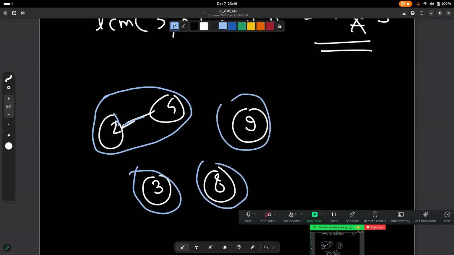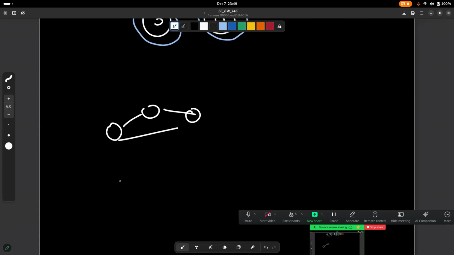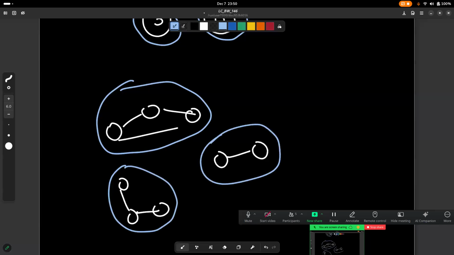Why is this a component? Because you can start at 2 and traverse some edges to reach 4, in this case exactly one edge. But even if you had a graph something like this, with nodes 1, 2, 3 and an edge between 1 and 2, then this graph will have this one component, this second component, this third component. Basically, we have to find the number of such components in our graph.